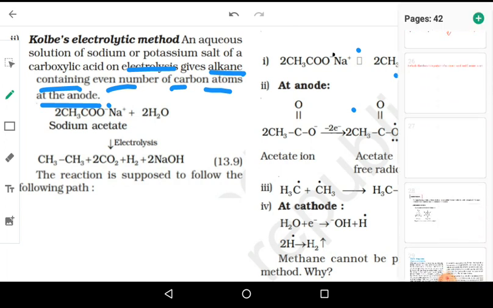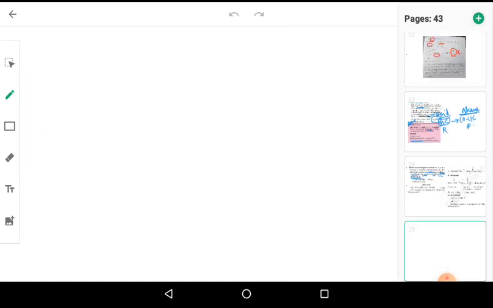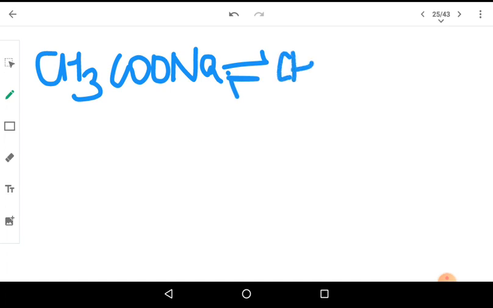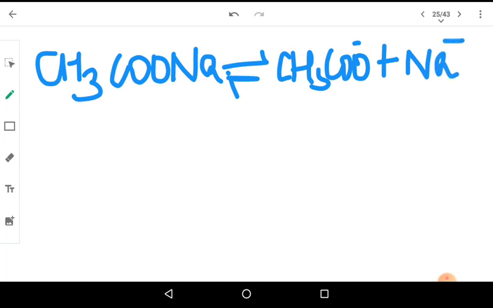Suppose I have CH3COONa. This is a sodium salt of a carboxylic acid. This on dissociation will give us CH3COO minus and Na plus. Now this is a cationic species and this is going to be an anionic species. Now if you remember from the electrochemistry chapter, the cationic species will move towards the cathode and will reduce, and the anionic species will move towards the anode and will oxidize.